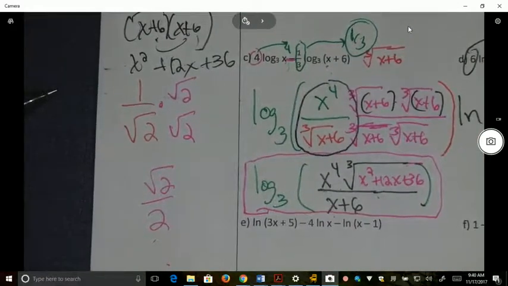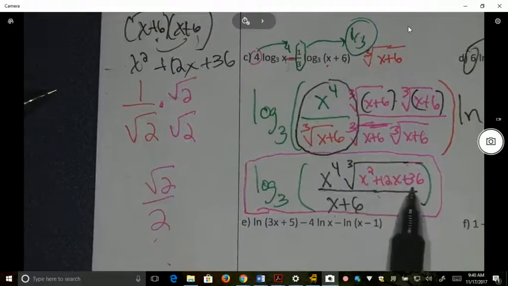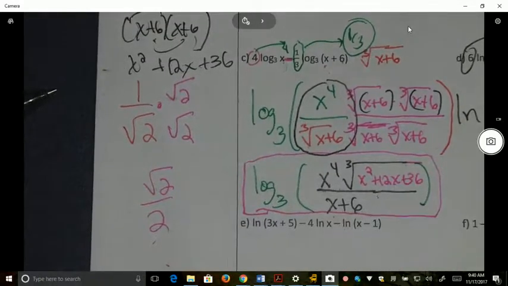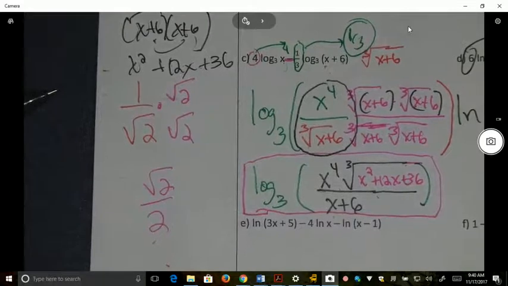On the top row, why does it become all this stuff? Because there's 2 of them, so I had to multiply what was under both of those radicals.